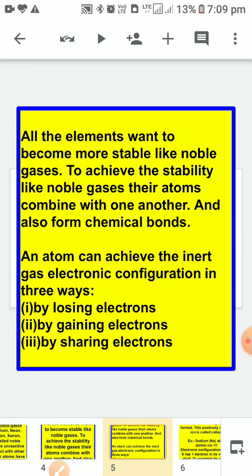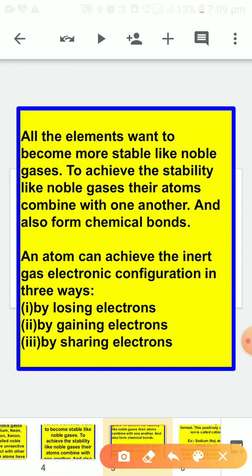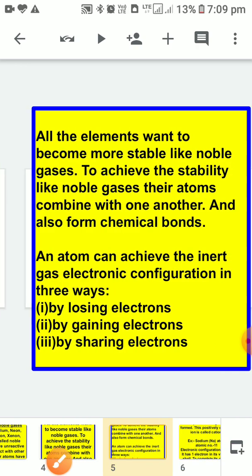So all the elements want to become more stable like noble gases, and to achieve the stability like noble gases, their atoms combine with one another and also form chemical bonds. This you have learned. Now I am telling you furthermore, an atom can achieve the inert gas electronic configuration in three ways. How? By losing electrons, by gaining electrons, and by sharing electrons. Okay.